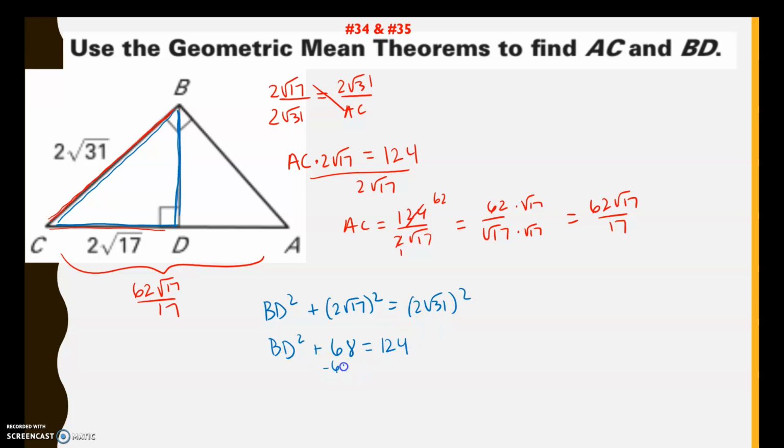Then I'm going to subtract 68 from both sides. So I get BD squared is equal to 56. I'm going to square root this. 56 breaks up into 14 and 4. 4 is a perfect square, which means I'm going to get 2 rad 14. So my length of BD is 2 rad 14.